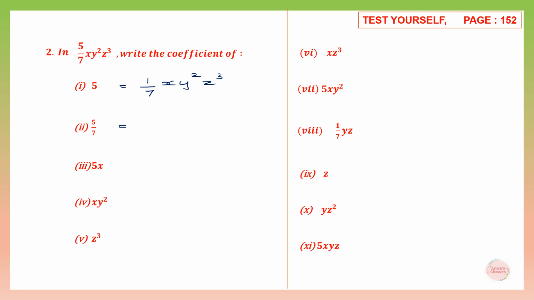Next one, we have to leave out 5 by 7. That means, look at this question given to us. If I leave out 5 by 7, the rest of it will be my answer. So let's write that.